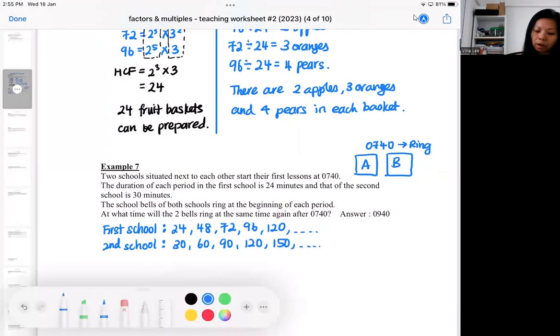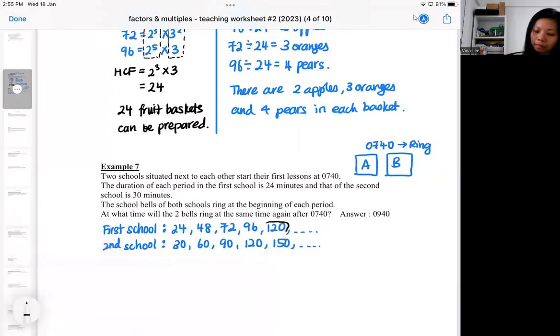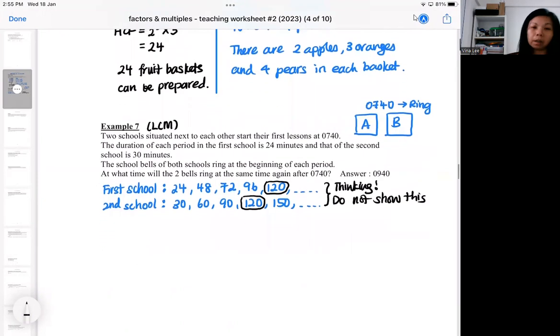Then you realize that there is a common number here. When there is a common number, that means they are going to ring together at the same time. So in this case, what are you exploring? You are exploring the LCM. Okay, so this is your thinking. Do not show this as you're working. But if you have this thinking, it will lead you to apply your LCM.